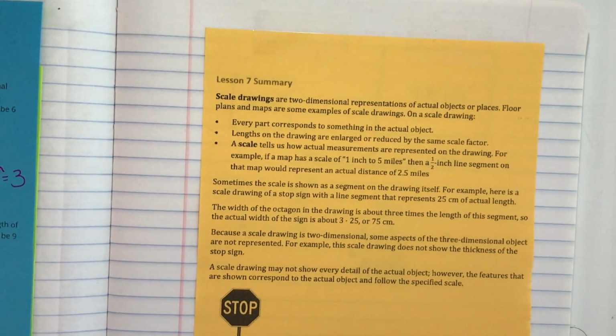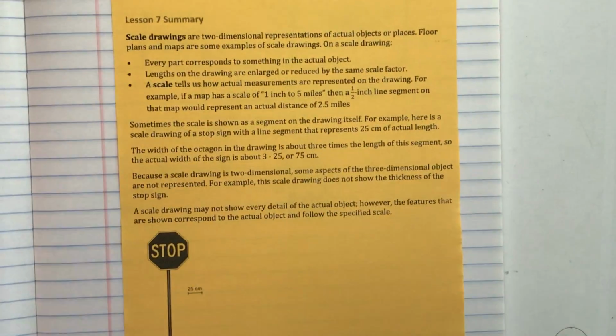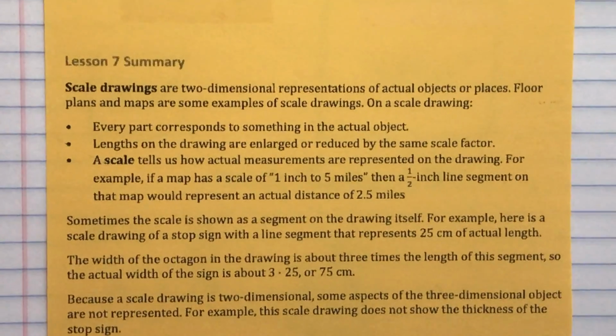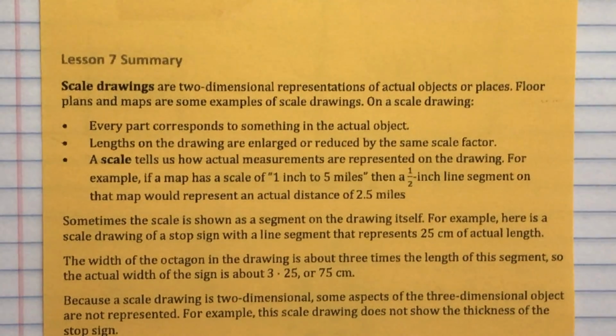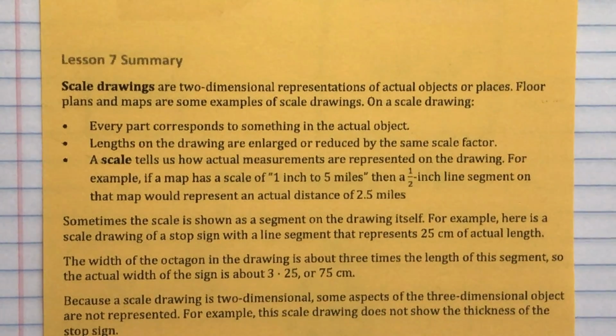Okay, so let's look at where lesson 7 comes into play. Because like I said, these two lessons go together. And I don't want to dwell on the same thing if we're getting it. So scale factors, again, are 2D representations. Okay, floor plans, maps. Those are examples of scale drawings. On a scale drawing, every part corresponds to something in the actual object. Lengths of the drawing are enlarged and reduced by the same scale factor. A scale tells us how much the actual measurement is. We've already talked about that.